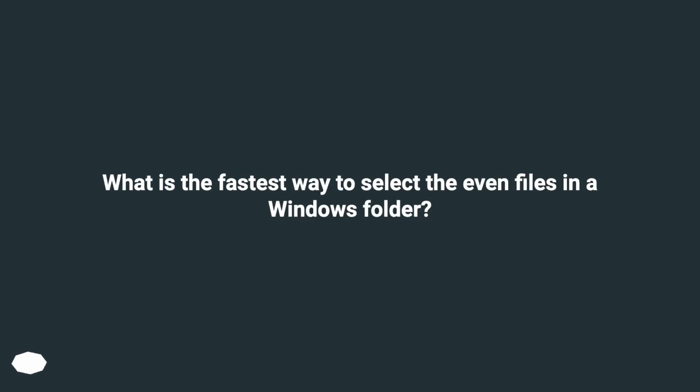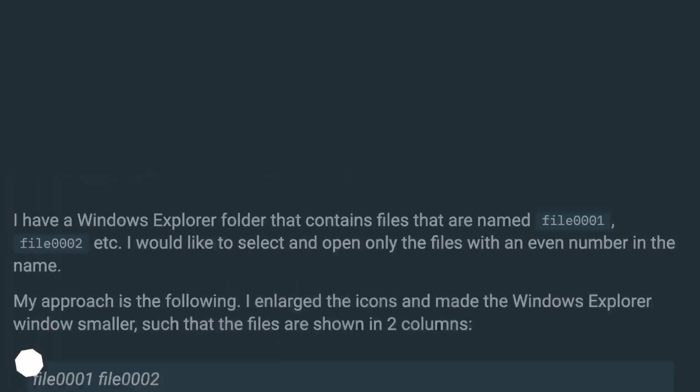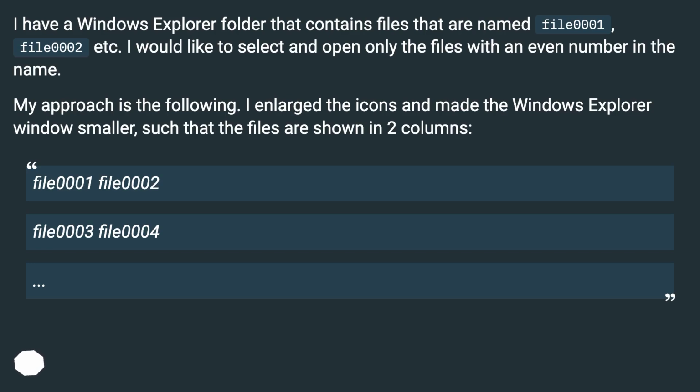What is the fastest way to select the even files in a Windows folder? I have a Windows Explorer folder that contains files that are named File 0001, File 0002, etc. I would like to select and open only the files with an even number in the name. My approach is the following.